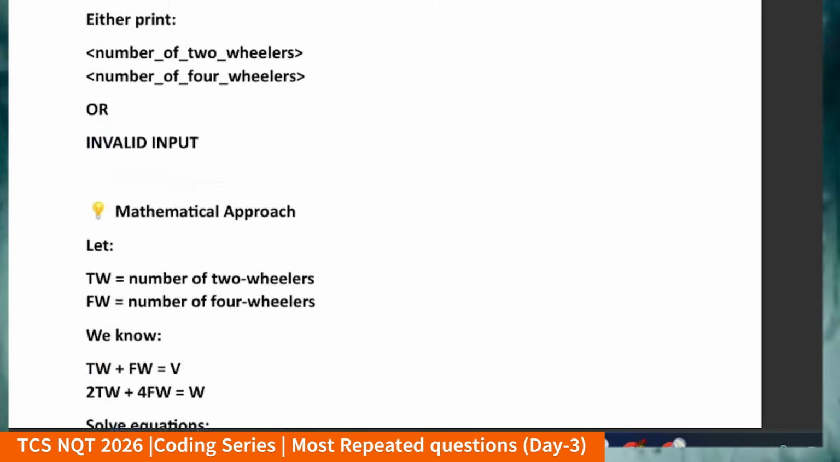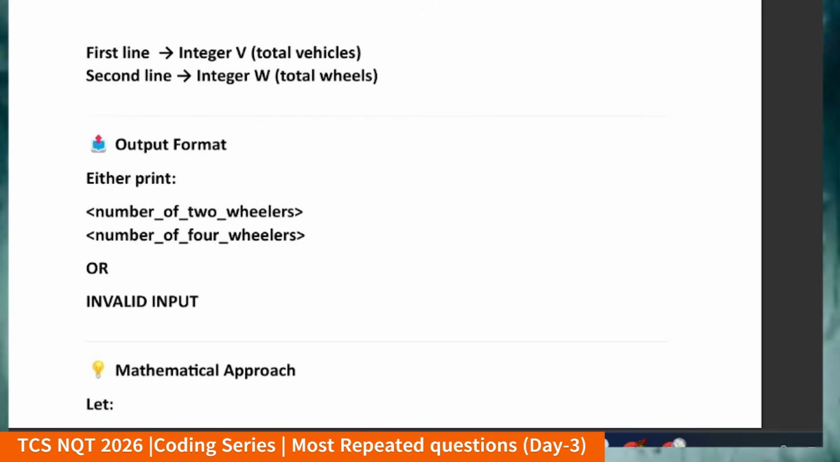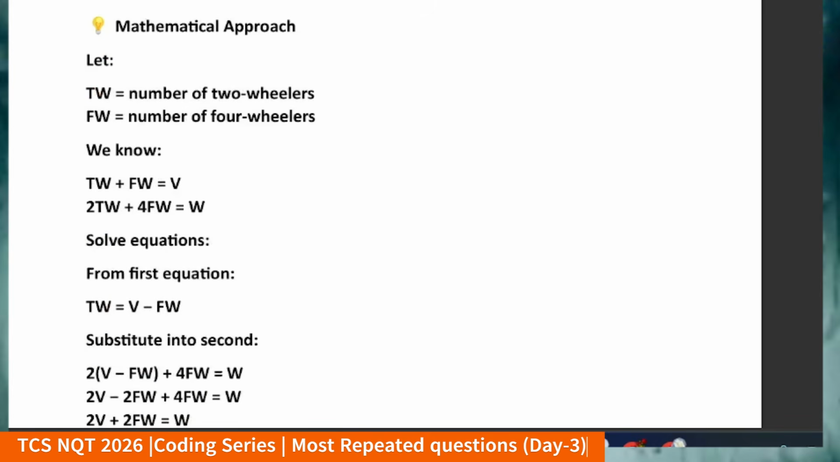Now what mathematical approach am I going to use for solving this question? Let TW equal the number of two-wheelers and FW equal the number of four-wheelers. Now we know that two-wheelers plus four-wheelers equal vehicles.